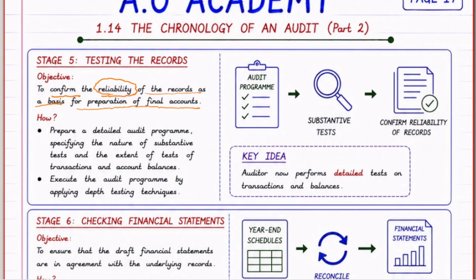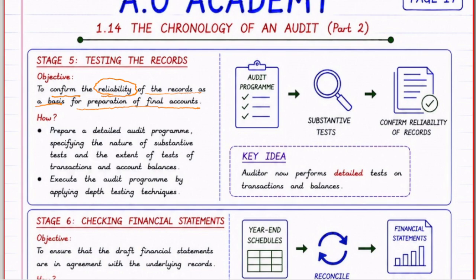Checking the transactions. You said you sold 5,000 here, we are seeing 4,000. What happened? Or you said you bought on the third day, but there is no evidence of the transaction. There is no source document that backs that claim. Do you understand? So that is testing the records. That's what stage 5 is all about.